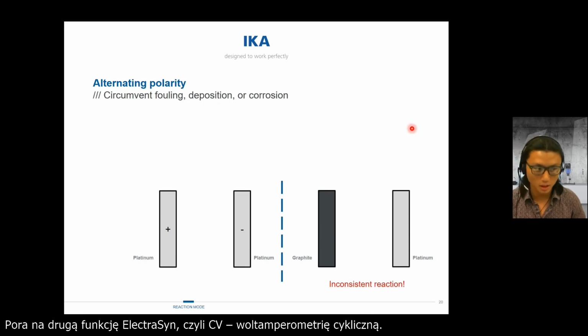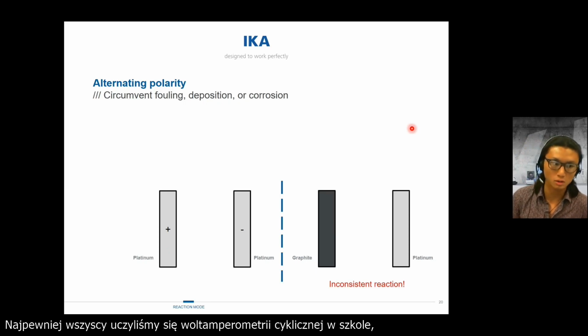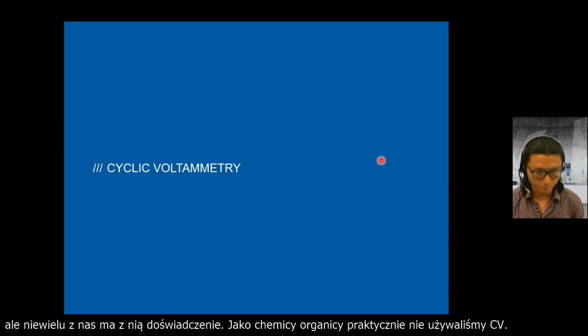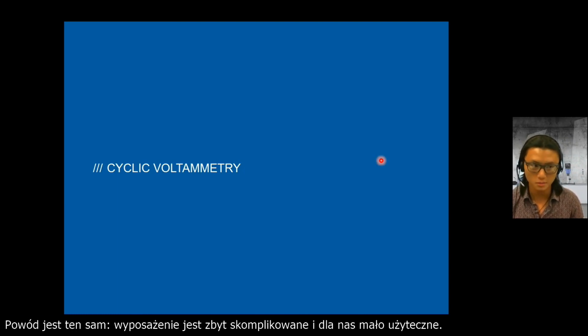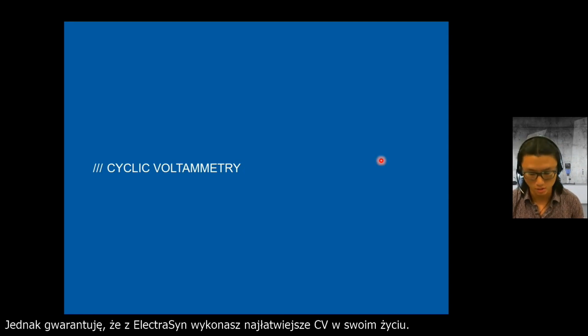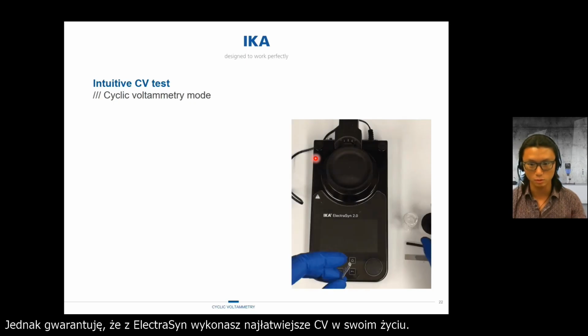For the second functionality, CV, that represents cyclic voltammetry. We have all learned cyclic voltammetry in classes, but we barely have had experience as organic chemists. We barely have experience with CV. For the same reason, the settings is too complicated, and it wasn't practical for us. But with electrosync, I guarantee you this is the easiest CV you can ever run.